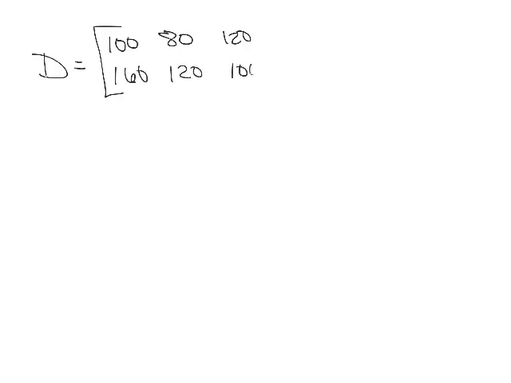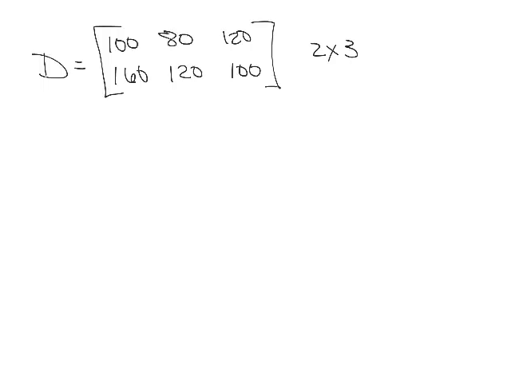So let's look at example 7 on page 476. Dalton's Dairy produces non-fat ice cream and frozen yogurt. The following table shows the number of gallons of each product that are sold at the dairy's 3 retail outlets in 1 week. So there's the picture. Let's make the matrix. Matrix is easy. We'll call it D for dairy. And we're going to put 100, 80, 120, 160, 120, and 100. Okay, that is a 2 by 3 matrix.